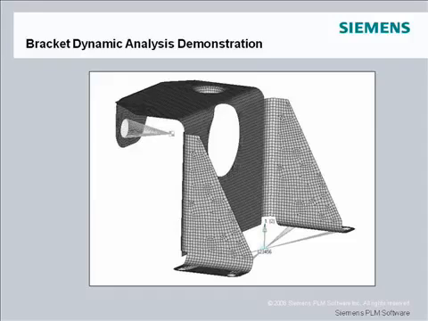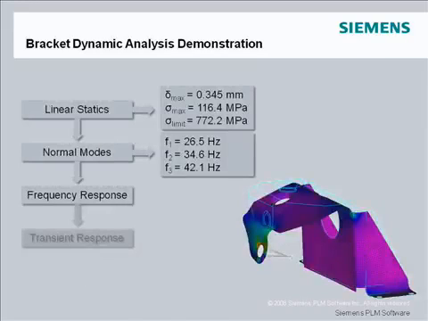The bracket model is a sheet metal structure that is fixed at the base and has an electric motor attached. The motor is modeled using a mass element representing the mass of the motor attached to a node positioned at the motor center of gravity. The motor center of gravity node is linked to the bracket at the attachment hole with a spider of rigid elements. The presence of the motor completely changes the dynamic characteristics of the bracket structure.